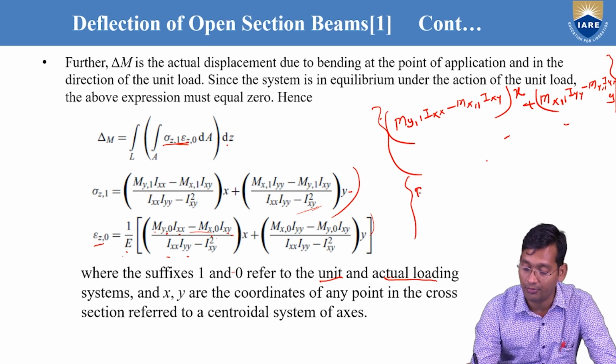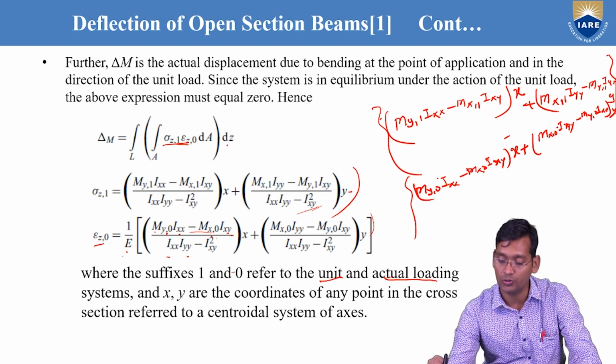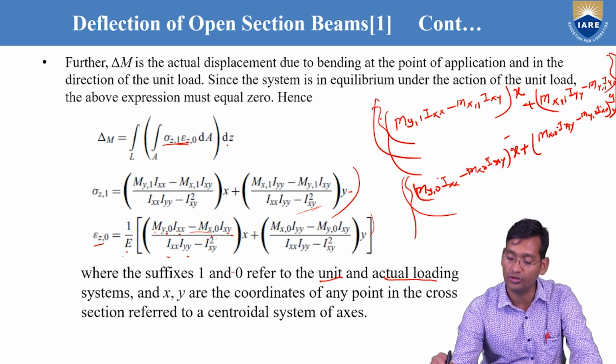This whole: m y comma 0 I xx minus m x comma 0 I xy, okay, into x, then with this plus sign m x comma 0 into I yy, okay, minus m y comma 0 I xy into y. So now let's see, this whole thing into this whole thing, you have to multiply.